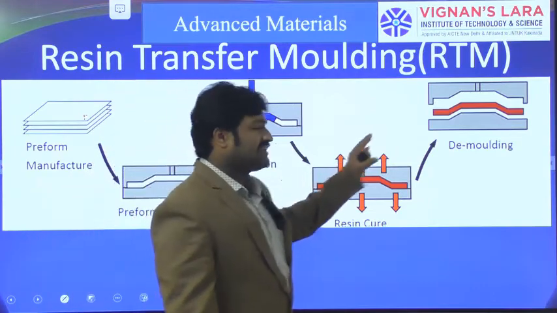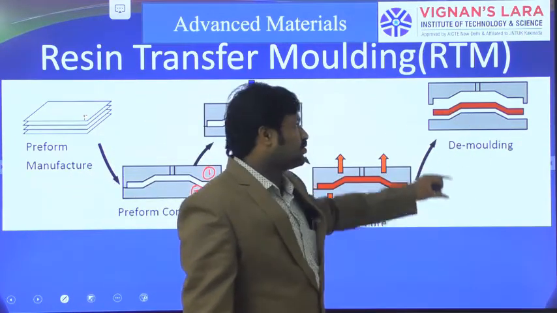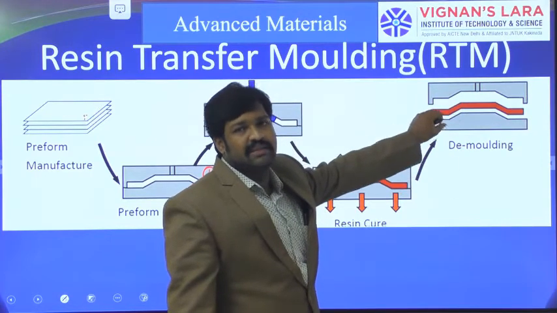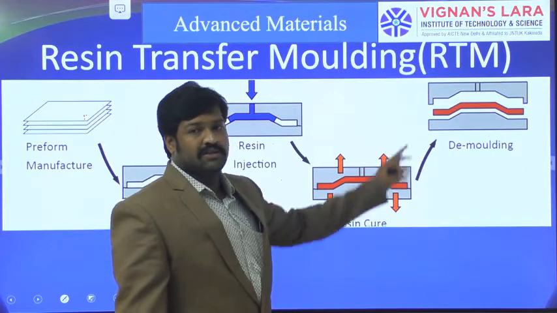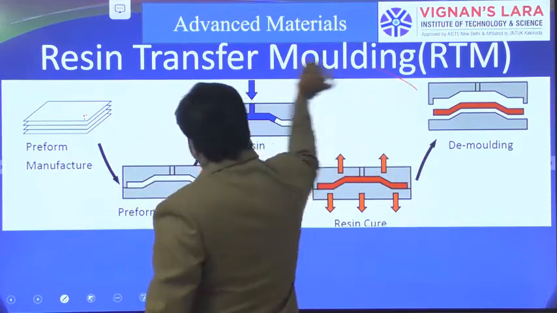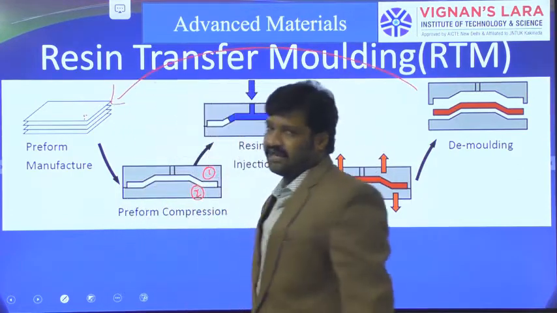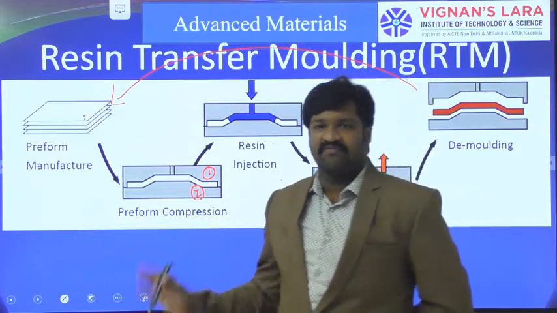After that, the final step is ejecting. The two dies are separated and then the component is ejected from the mold. The same process can be repeated n number of times to get n number of components.